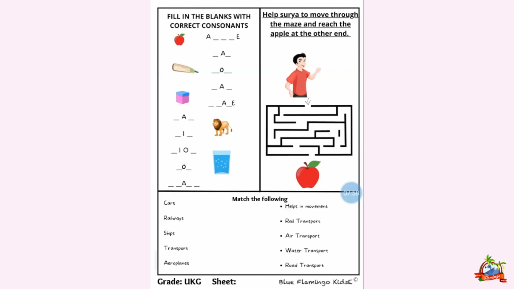नेक्स्ट इज रेलवेज. तो रेलवेज कहाँ चलती हैं? पटरियों पे, रेल्स पे. तो वी विल मैच विथ रेल ट्रांसपोर्ट. शिप्स कहाँ चलती हैं? पानी में. सो इट विल बी द वाटर ट्रांसपोर्ट. इन दिस वे यू हैव टू match these transports to their following transportation.